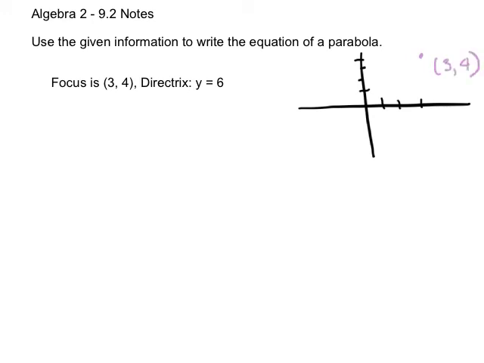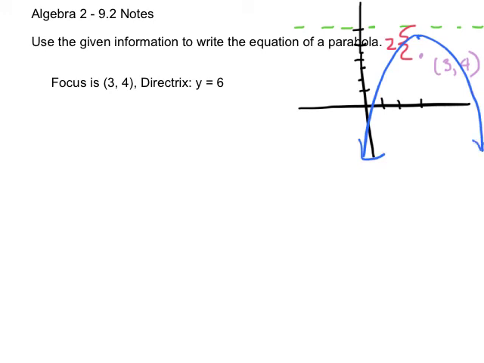The directrix, then, they tell us, is at the line y equals 6. So I'm going to go up 2 more units here. And I'm going to have a horizontal line right here. And so I know that this distance is 2. Okay? And so I need to use what I know to graph what I don't. And if what I've got drawn is correct, then my parabola has to have a vertex halfway in between, and it's going to open down. Okay?